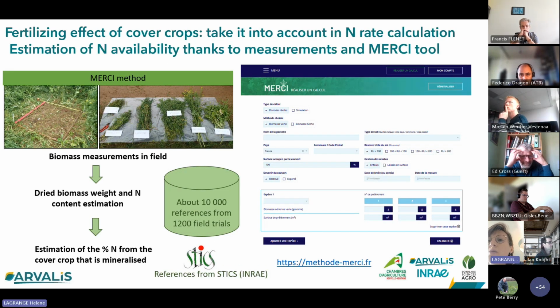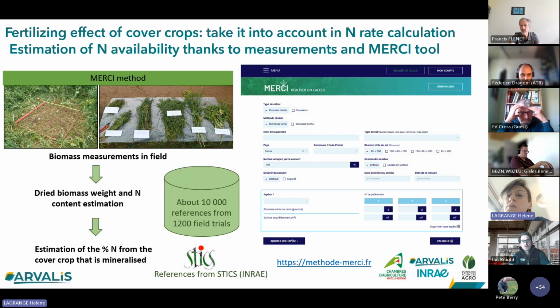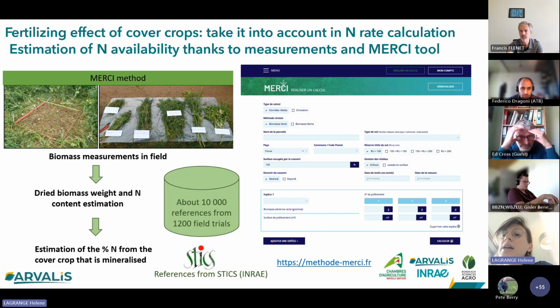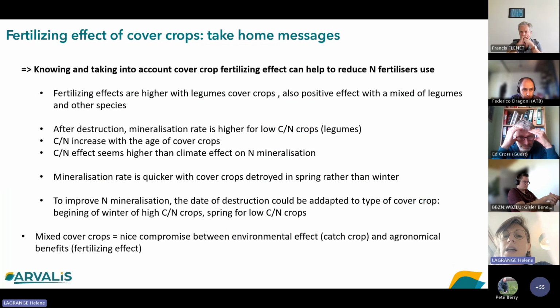And you can do measurements. So we have here an example of a method that we use in France, the Merci method, with measurements, and then you can use a website that gives you, thanks to the measurements, the amount of nitrogen and the amount of nitrogen available for the next crop. So I don't have so much time, so I go to the next slides.